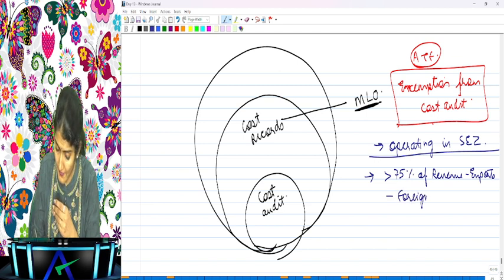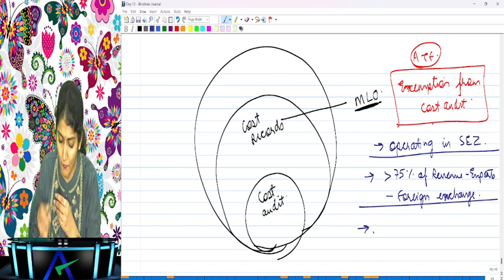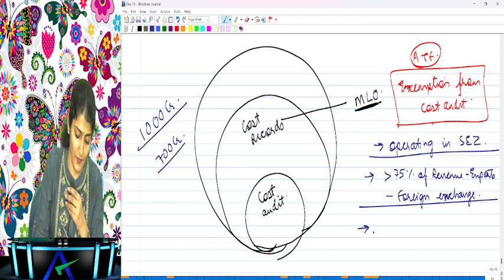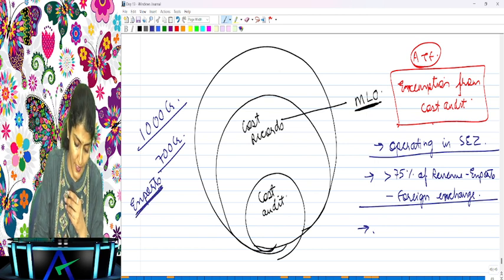More than 75% of your revenue is coming from exports, and that too in foreign exchange. So say a company has a turnover of 1000 crore, and 700 crore of revenue is coming from exports. Do they need to get a cost audit done?